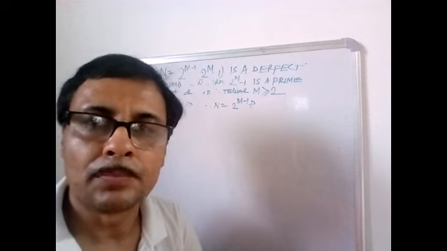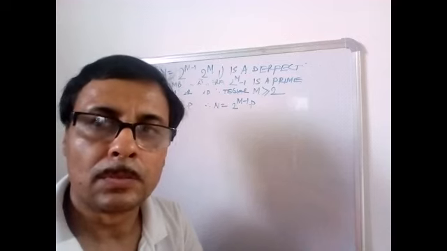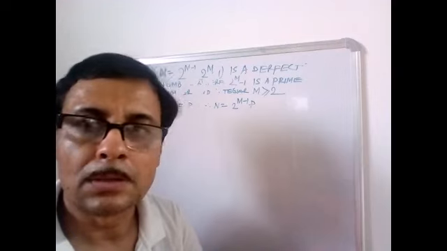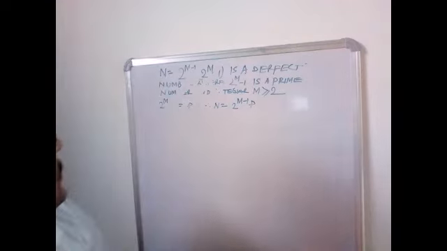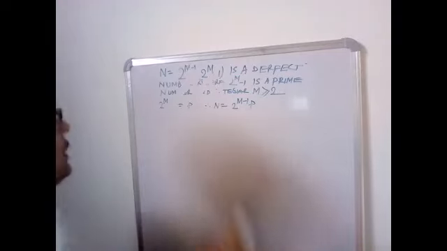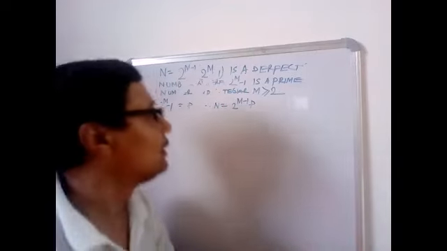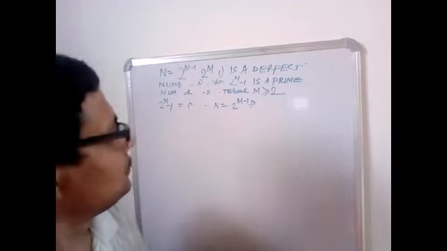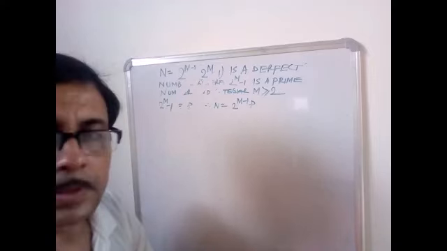What is a prime number? A prime number is that number which has only two divisors, that is factors. One of them is 1 and the other is the number itself. Here let us choose 2 to the power m minus 1 equal to p, that is n equal to 2 to the power m minus 1 into p. So the number is a composite number.